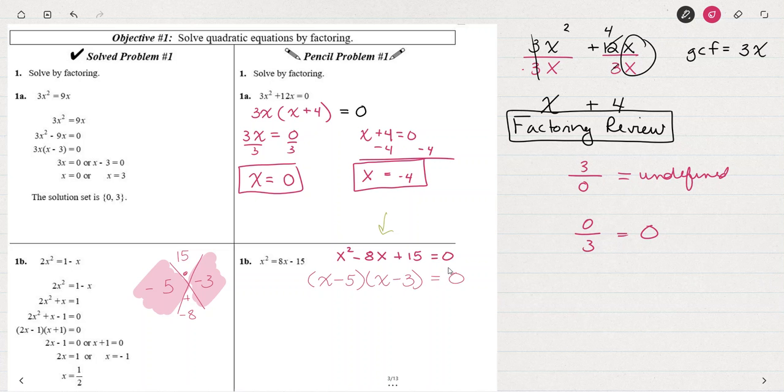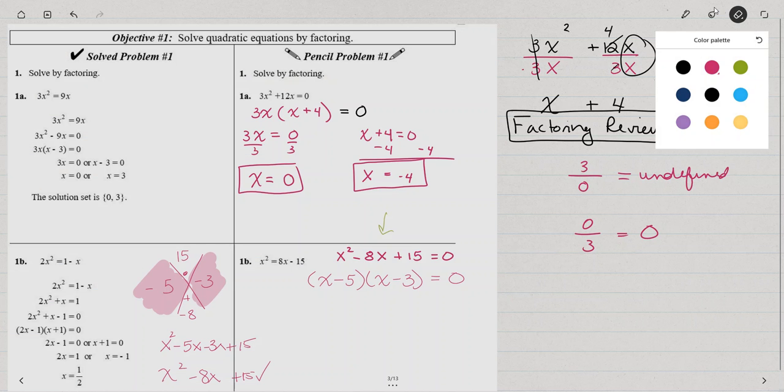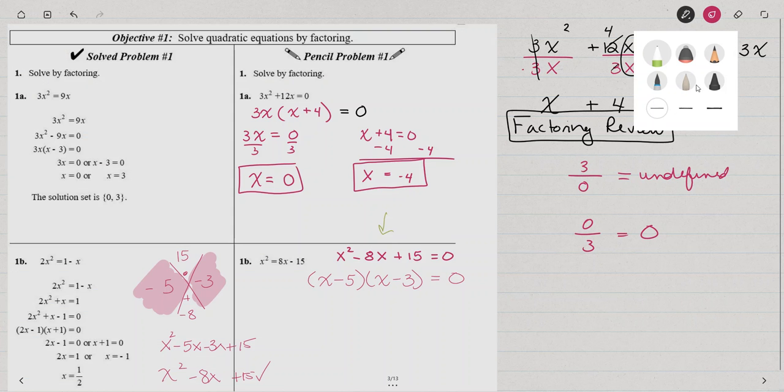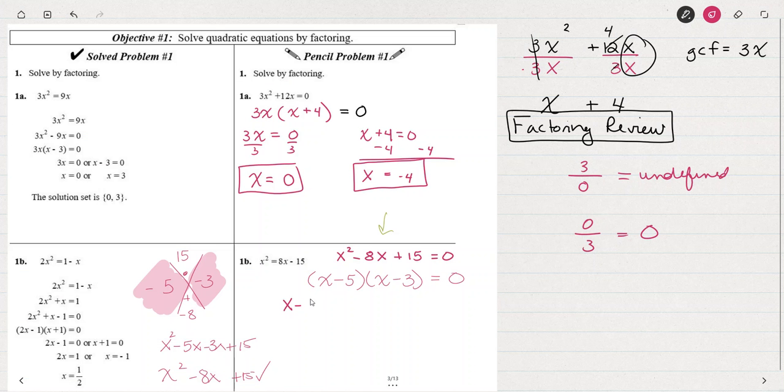I can check that with a quick FOIL. First times first, outside times outside, inside times inside, last times last. And sure enough, I get x squared minus 8x plus 15. So I know that my factoring's okay. That's just an aside that it never hurts to check your factoring before you go. Remember the next step of the factoring method of solving a quadratic? I'm going to set each factor, the x minus 5 and the x minus 3, I'm going to set each of those to 0 and solve.